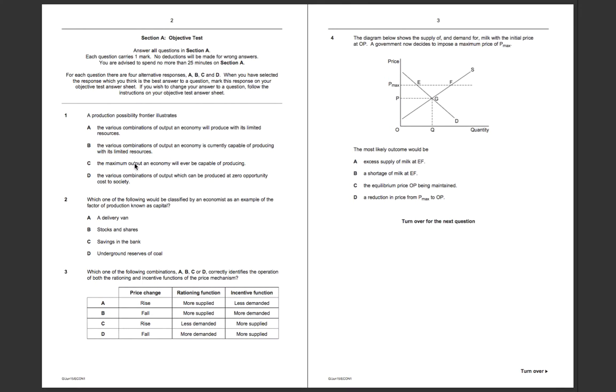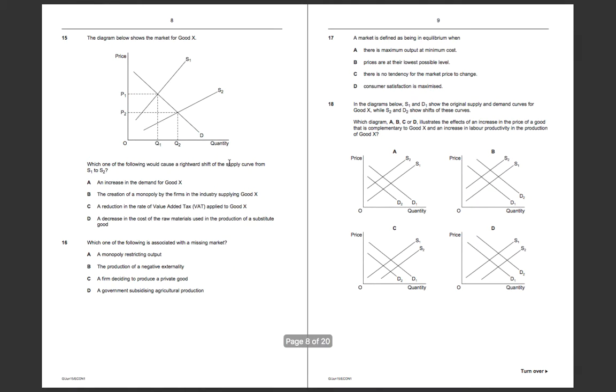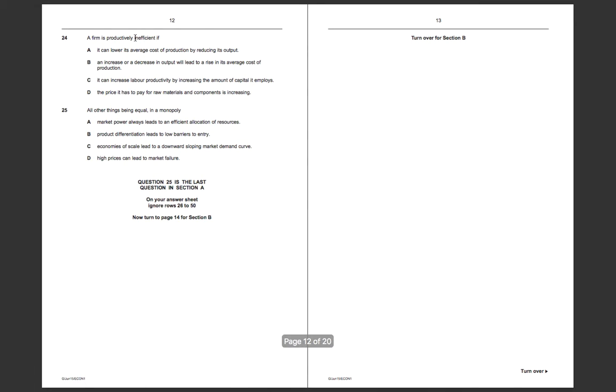Okay, it doesn't show us the maximum output, because curves can shift outward if resources are improved or more resources are gained or found. And it doesn't show us a combination with zero opportunity cost, because at each point along a production possibility frontier, there is opportunity cost from moving from one good to a second good. And the last question I want to look at is question 24.